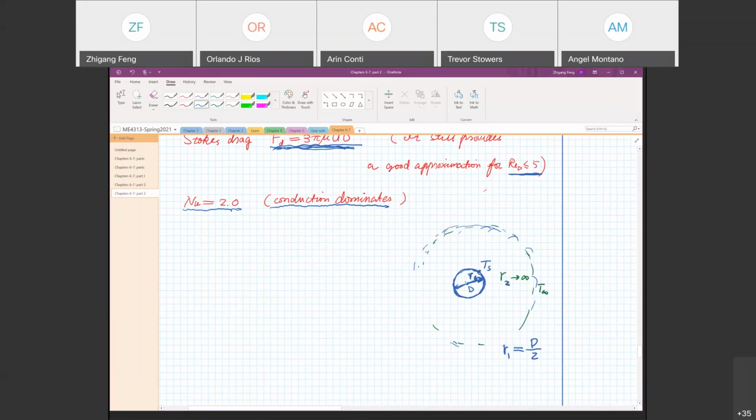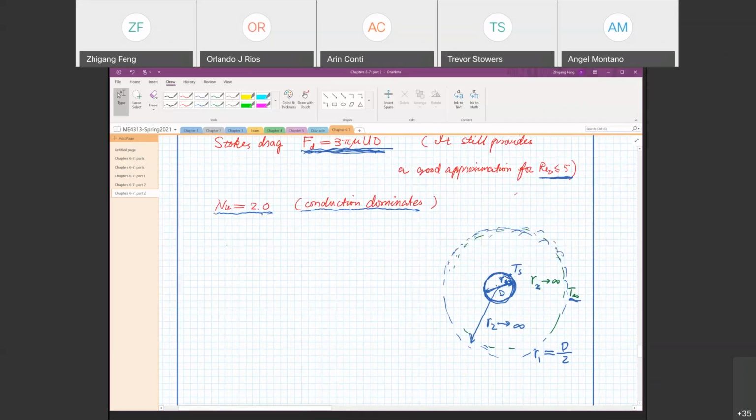Imagine there is a spherical surface far away from the sphere with radius equal to R2, but R2 is much larger than R1. So we can even claim R2 approaches infinity, because we are looking at an isolated sphere in a larger fluid. And this is a spherical surface. Now we are looking at the heat transfer between these two surfaces: the surface of the sphere and the surface of an imaginary fluid, which has a temperature T sub infinity.